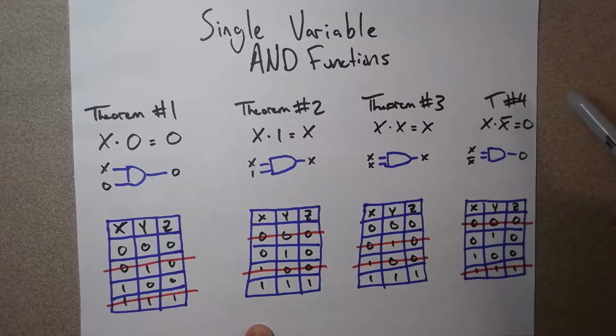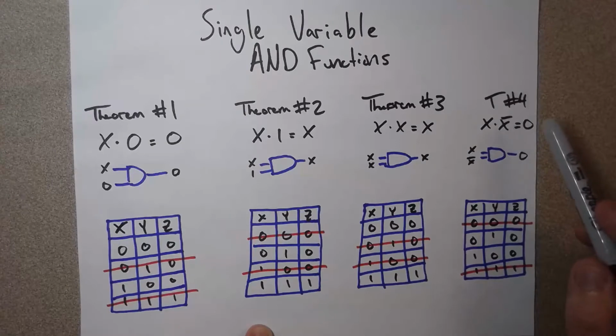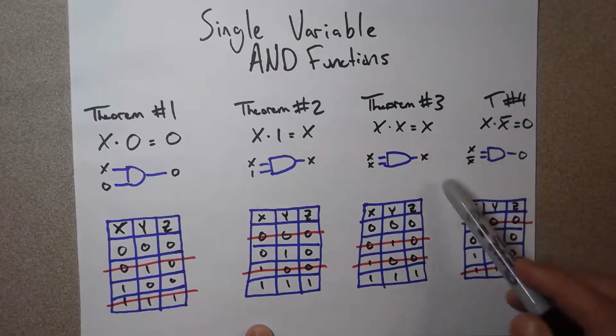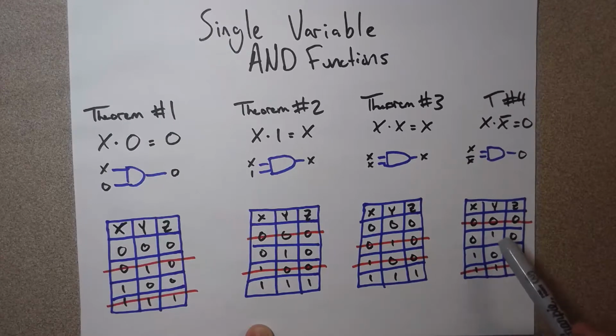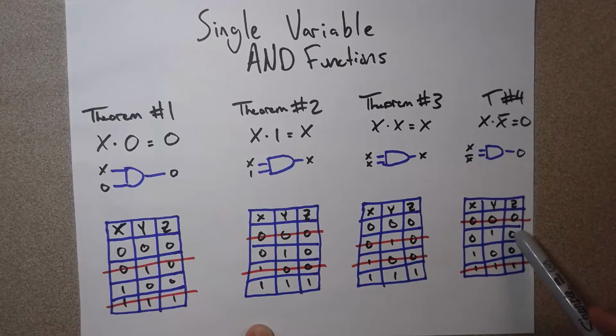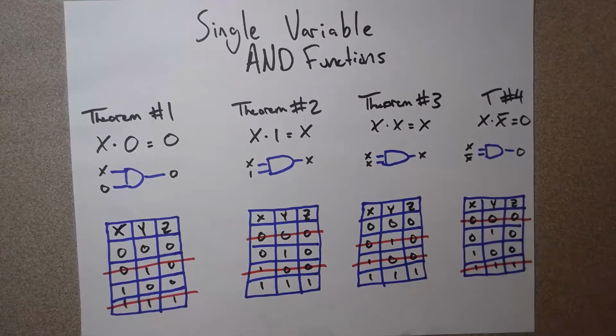Theorem number 4 states that x and not x is going to be equal to 0, right? So this is an AND function. If x is 0, that means not x is 1, and the output is going to be 0. If x is 1, that means not x will be 0, and my output will be 0. So that's our 4 single variable AND function theorems.